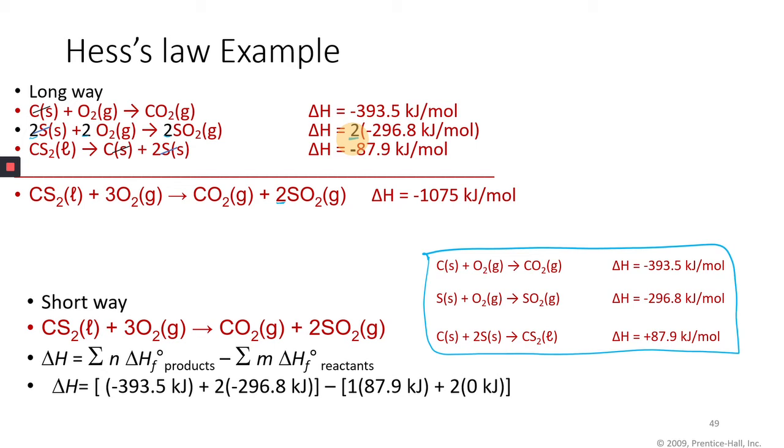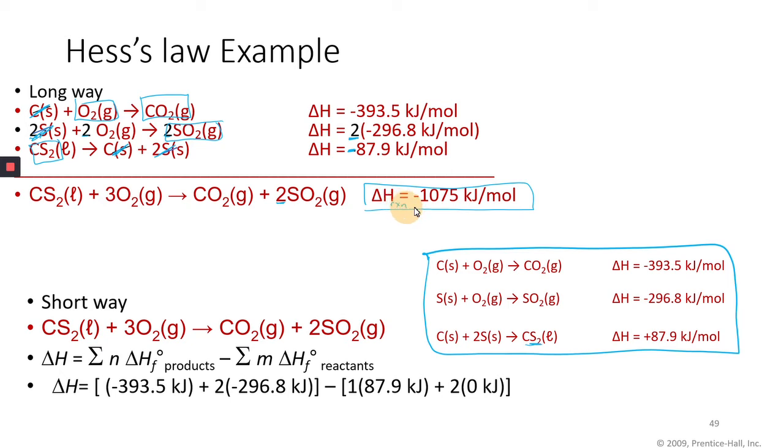Finally, I need CS2 as a reactant. Originally, it was a product, so I need to flip this equation over. So I flip it over, and by flipping it over, my plus 87.9 becomes minus 87.9. So now I check, and my carbons go away, my sulfurs go away, and I end up with the reaction that I wanted. So then I could just add all these up, and this will be the enthalpy of the reaction. So that's the long way.